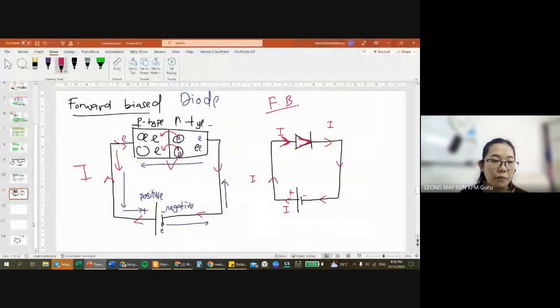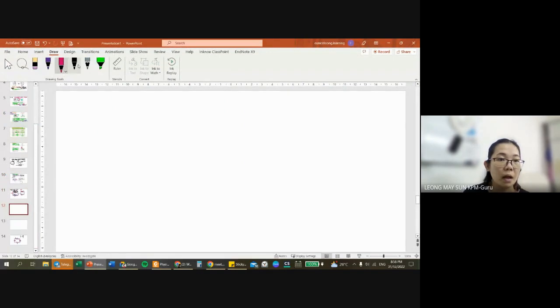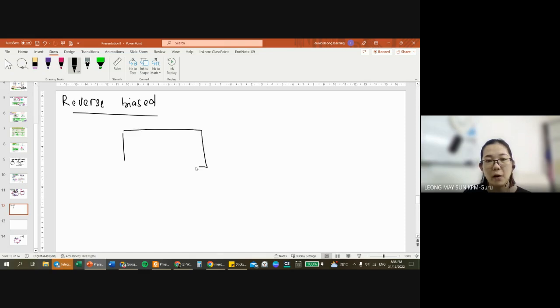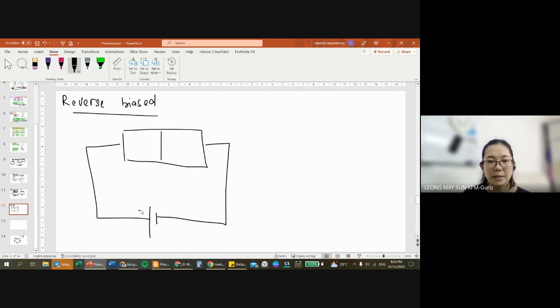Now, in terms of reverse bias. For forward bias, the P-type semiconductor is connected to the positive terminal of the battery. Right now, it's the opposite. Reverse bias is when the positive terminal of the battery is connected to the N-type semiconductor, where there are electrons, and the negative terminal of the battery is connected to the P-type semiconductor.